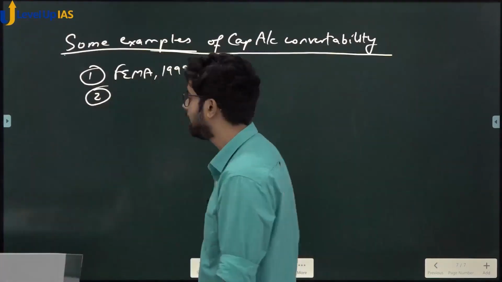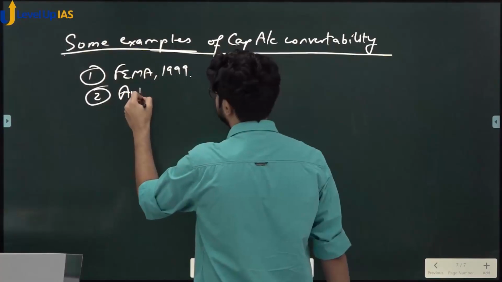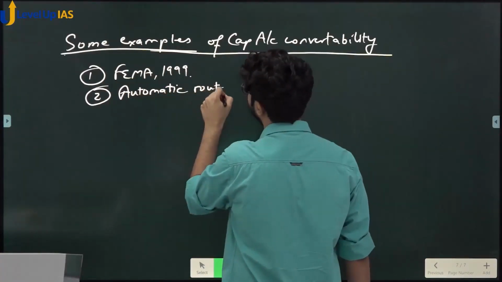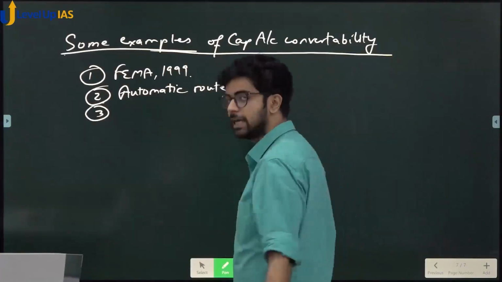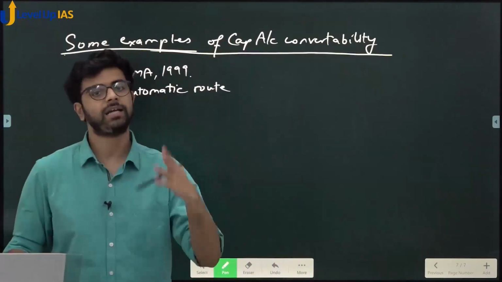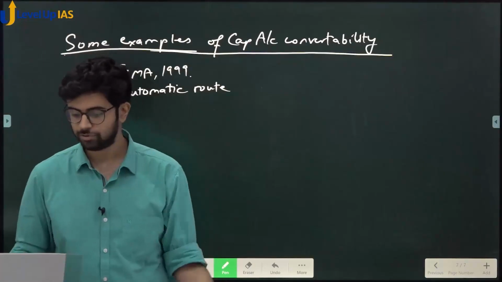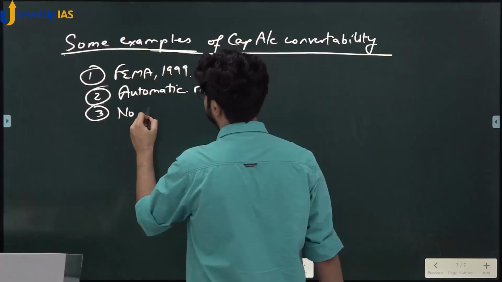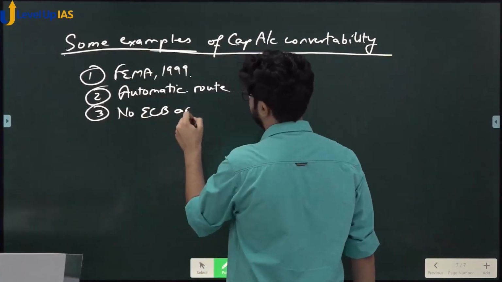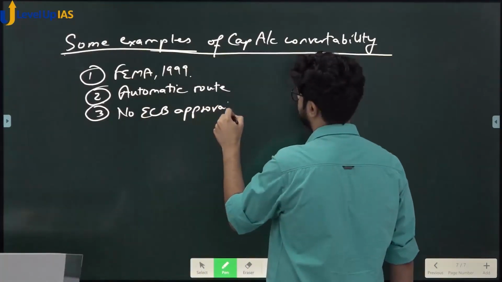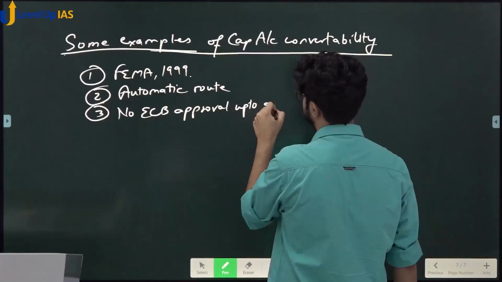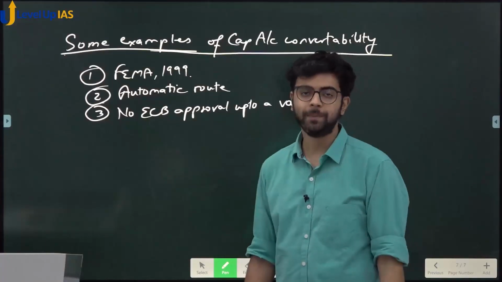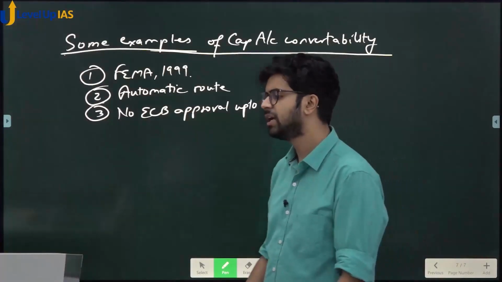We introduced the automatic route for investments. Okay, if you are fulfilling this criteria, jane do. Go inside, right? See this. No ECB approval up to a value. What do I mean by that? What is ECB? Try to recollect.